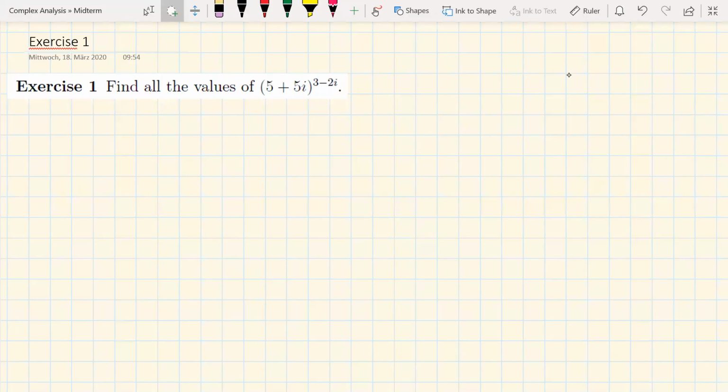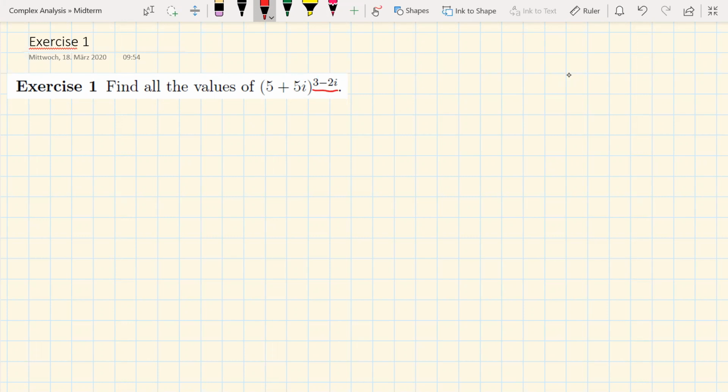So good morning, everybody. We will do now the first exercise in the midterm. So we want to evaluate (5 + 5i)^(3 - 2i). And here we notice that since the exponent is not an integer, this will actually be not just one number, but a set of numbers.